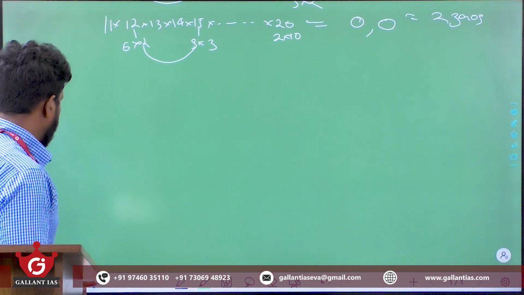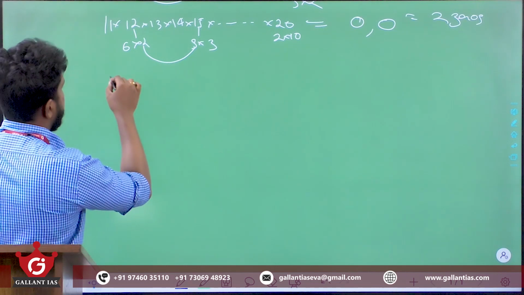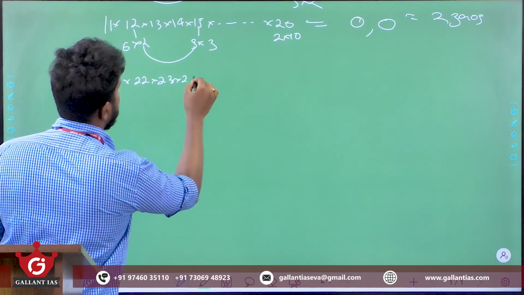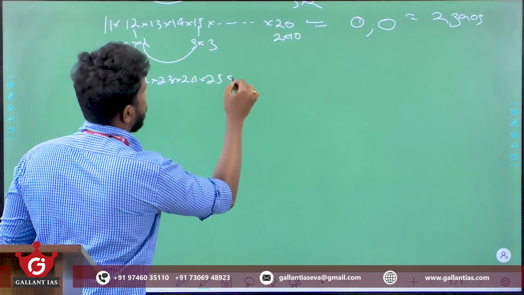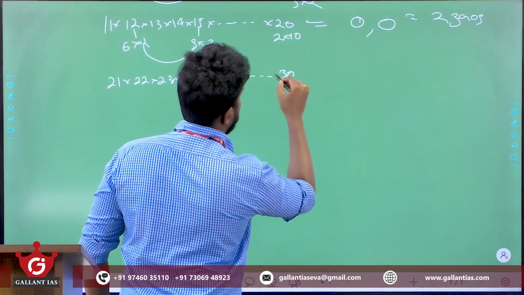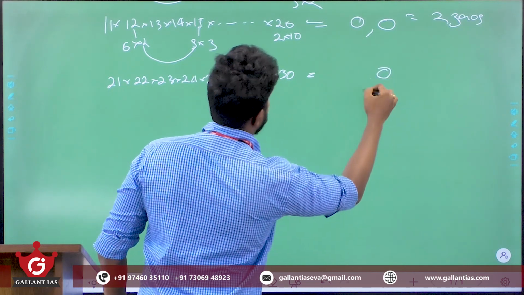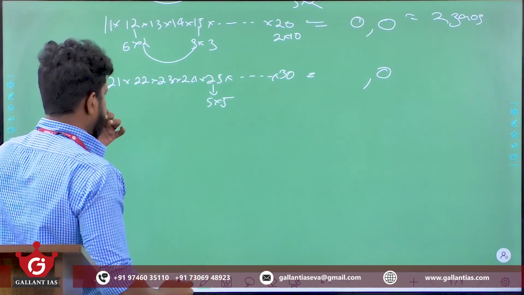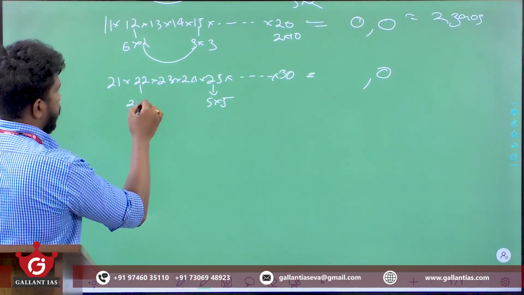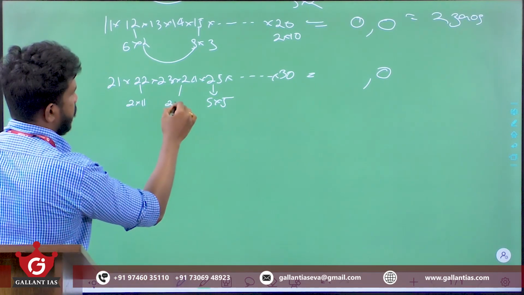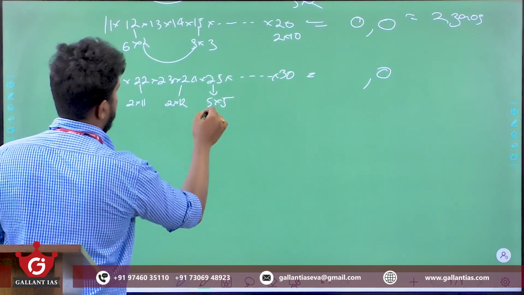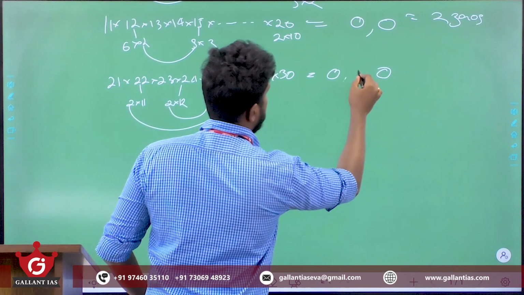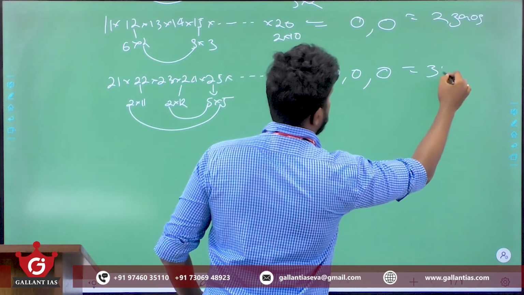And now from 21 into 22 into 23 into 24 into 25 into etc. up to 30. Again you are getting 1 zero there. Then 25 is what? 5 into 5. Then 22 is what? 2 into 11. And 24 is what? 2 into 12. So again you are getting 2 pairs of 2 and 5, right? 2 pairs of 2 and 5. So you are getting 3 zeros.